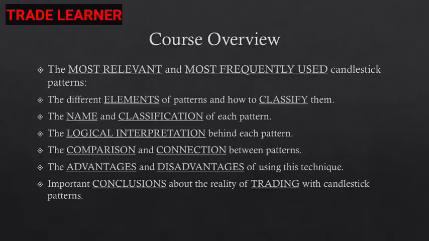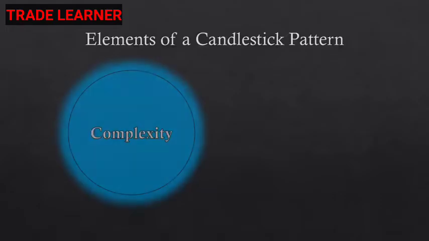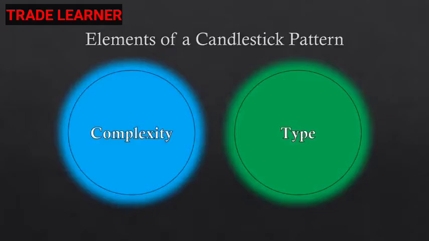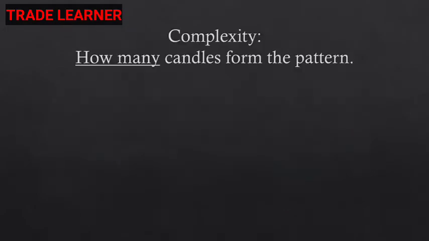This is considered to be basic knowledge about trading, so this entire course is free. Let's begin by talking about the basic elements of candlestick patterns. A candlestick pattern has two elements that classify it: the complexity and the type. It's important to understand these elements and classifications because that will simplify things later. Let's take a look at each of these two elements individually to see what they mean.